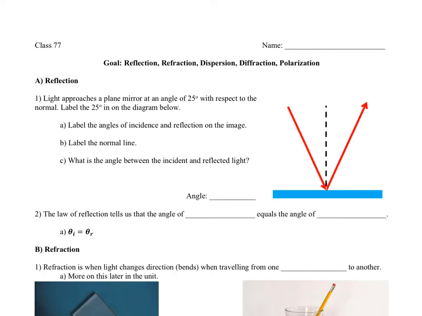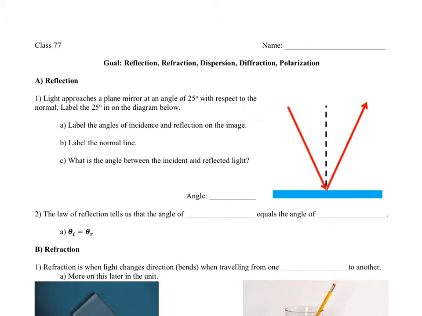In class 77, we looked at reflection, refraction, dispersion, diffraction, and polarization. Polarization is not a topic you need to know for the Regents exam, so it's not one we're going to cover in this class. I know some classes got to it, some didn't. If you didn't get to it, don't worry about it as a topic.